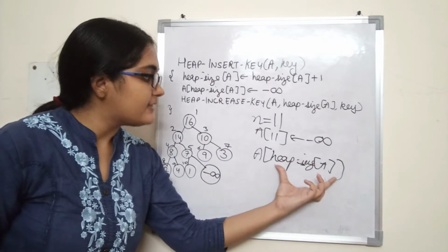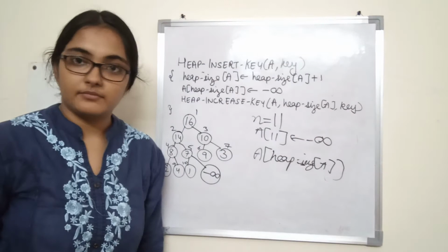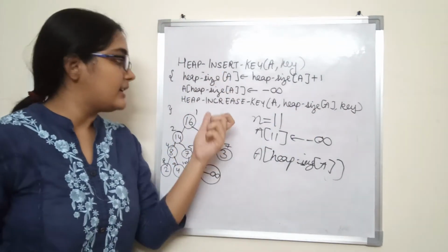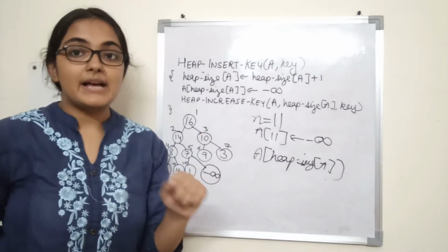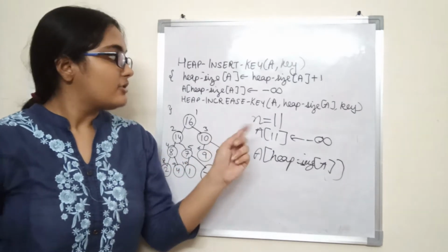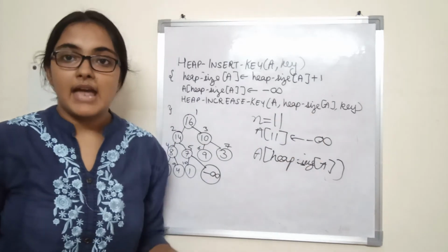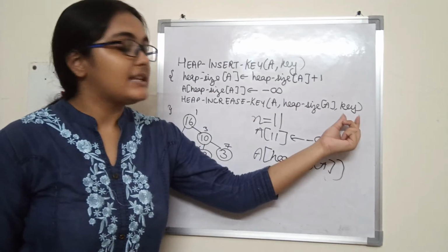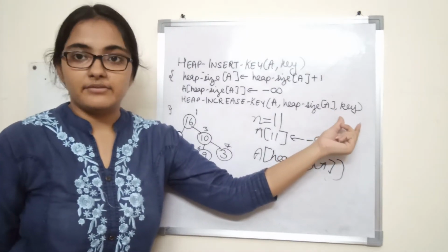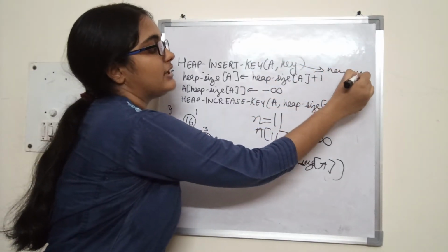We are trying to increase the value of this element. That is why we have passed heap size of A here. In the heap increase key method, if you remember, we passed I when we had to increase the value of the element A of I. So here we want to increase the value of A of heap size of A, so we are passing heap size of A as the parameter. Key is the new value that we want to give to the newly inserted element.